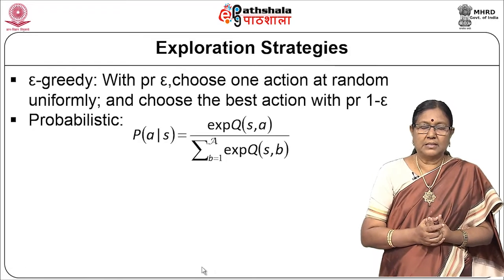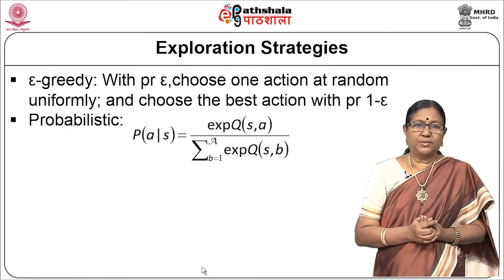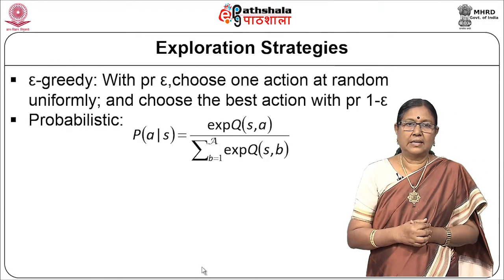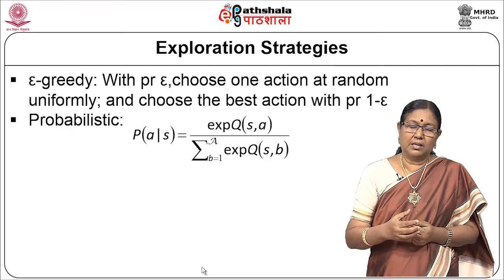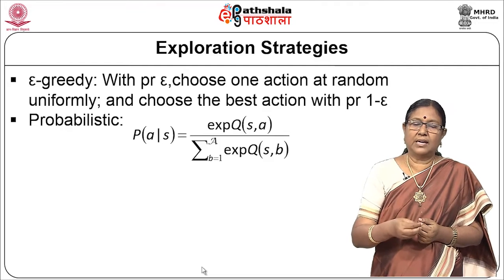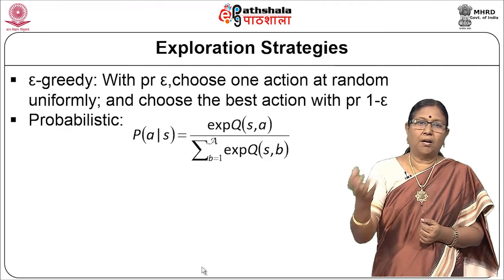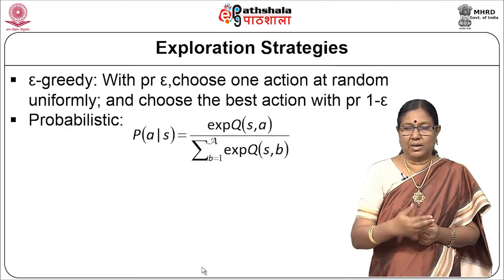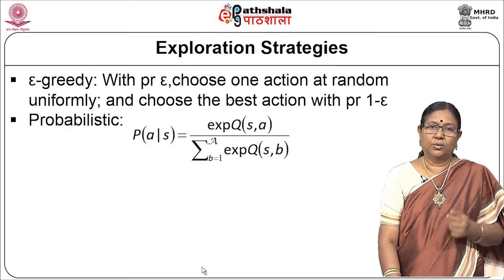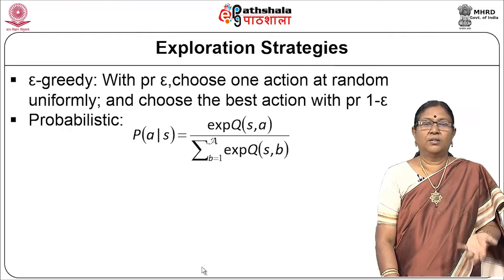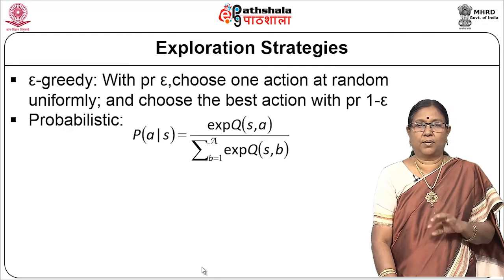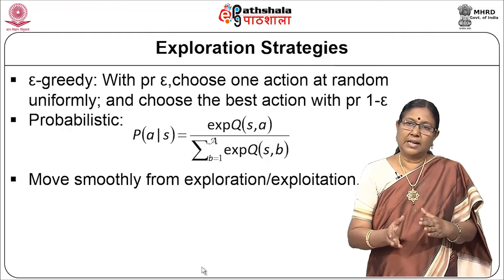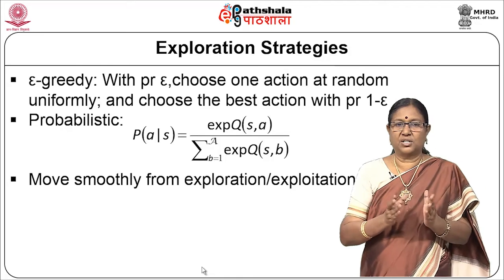So, probabilistically, the probability of choosing an action given a state is proportional to the expected quality, the Q value you will get on S comma A, among all the values you will get on taking B equal to 1 to A, where A is the actions. Okay. So, what is the probability of A? You are given all the actions and what is the best probability. You have to move smoothly from exploration to exploitation.